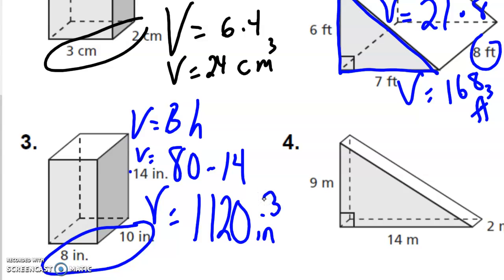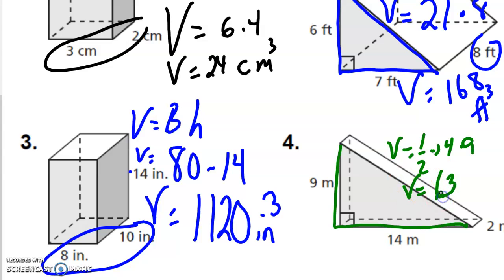There we go. Okay, same thing over here. We're back to having a triangular prism. So we're talking volume, in this case, half times 14 times 9, because that's my base and my height down here. So the volume of this is 63, and then multiply that by the height, which is 2. So your volume is 126 meters cubed.